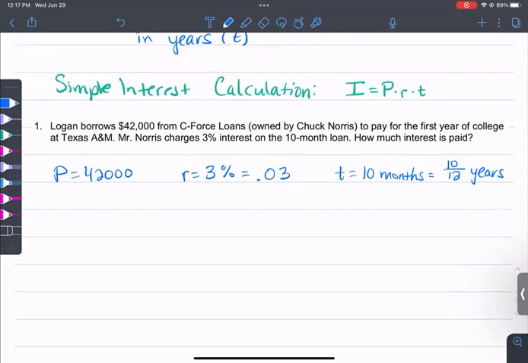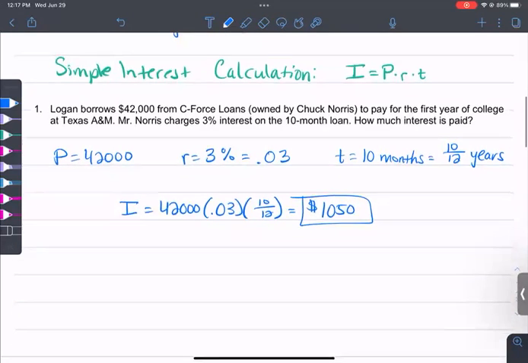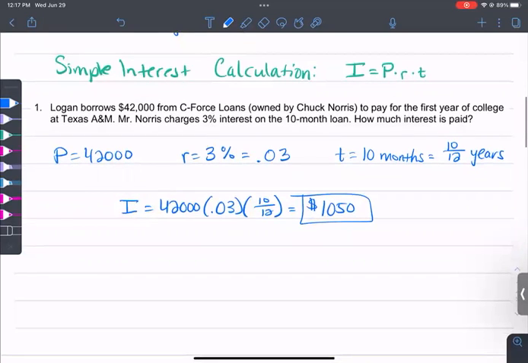And you could go ahead and divide that or simplify the fraction. Or you can simply plug into the formula 42,000 times 0.03 times 10/12. Calculate that and you get $1,050. So in addition to the 42,000 being paid back, Logan would owe another $1,050 in interest.